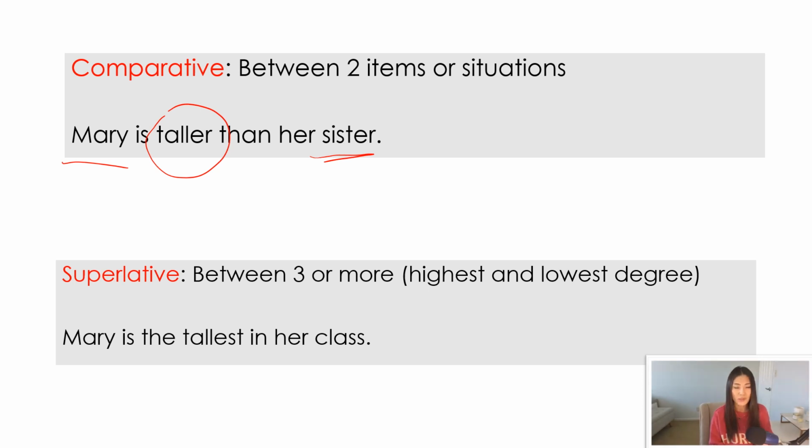Superlative is referring to three or more. So we're going to look at the highest or the lowest degree of something. In this case, Mary is the tallest in her class. Another basic rule for superlative is that every time you use a superlative, you're going to use the article "the" in front of whatever superlative you're using.